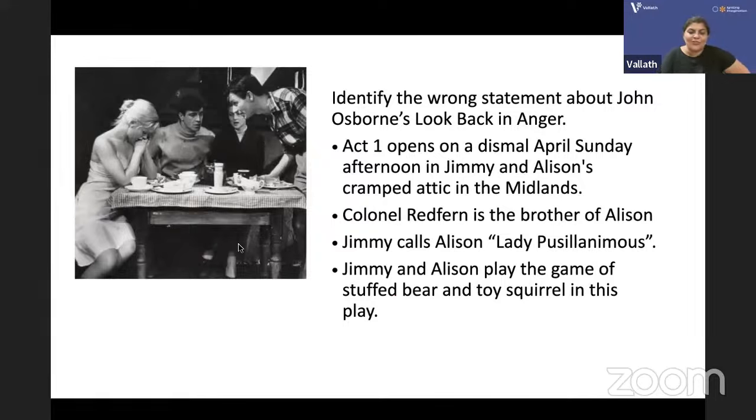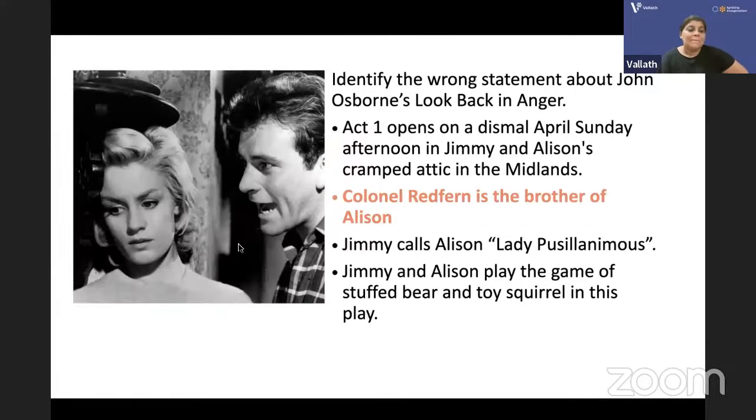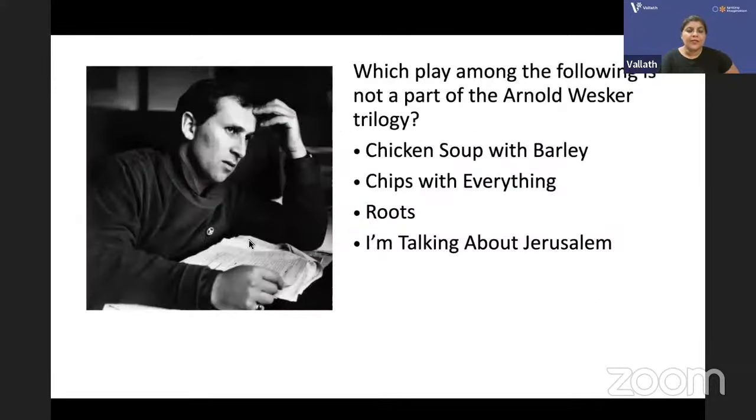YouTubers, you said the correct answer. Colonel Redfern is the father of Alison, not brother. But there is the mention of Alison's brother, Nigel. Jimmy is attacking Nigel. Do you remember that? Very good. Everyone, please read the play's original, okay? Original plays, you should read them. That is very important. When I tell you summaries and give you extra points, it is only to motivate you to read more.